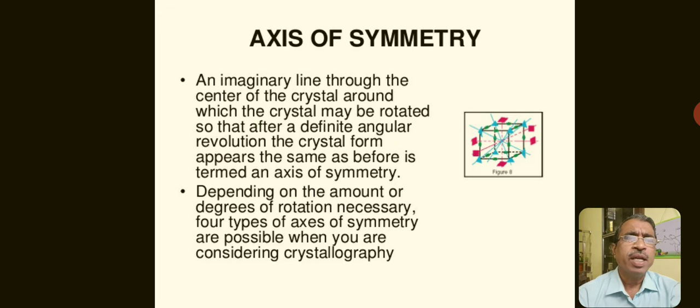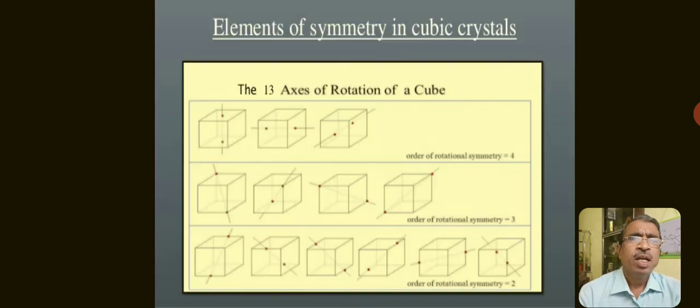This I am showing in the slide here. So, how these imaginary lines pass in a cube. Now here I have shown the axes of symmetry. There are 3 fourfold axes of symmetry, there are 4 threefold axes of symmetry, and there are 6 twofold axes of symmetry.